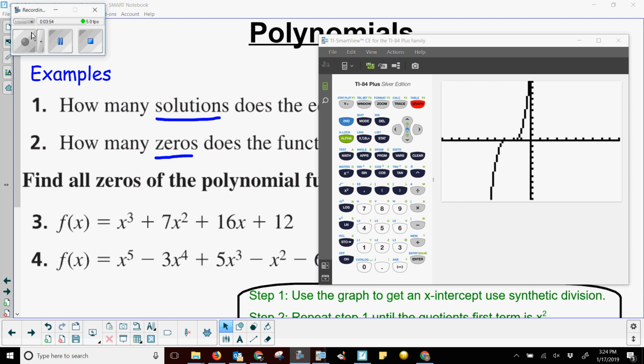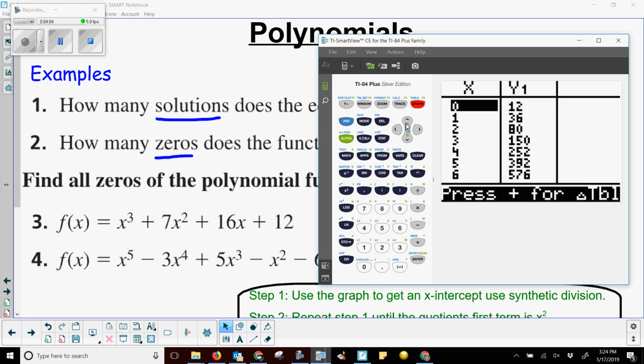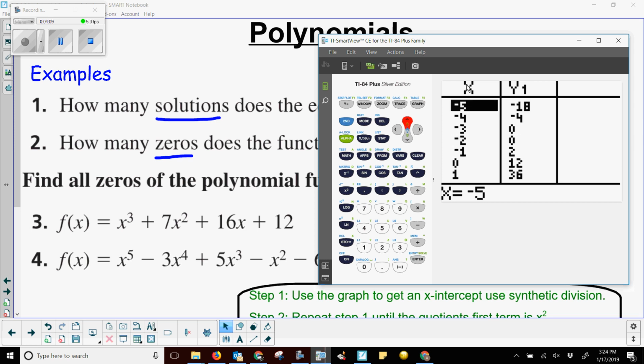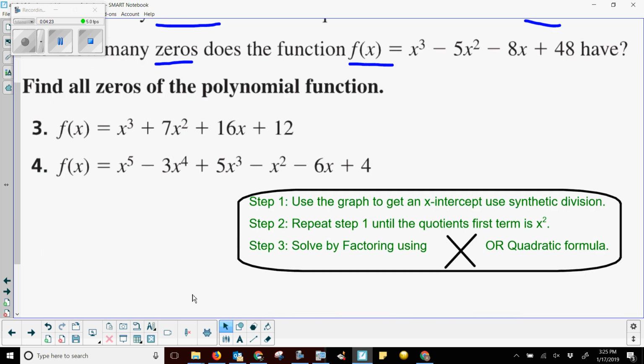Sorry about that. So when we press the graph button once we type it in, especially on these calculators, it's really tough to see what's happening here. So if you hit second and then graph, we go to the table. The table is going to be so much more helpful, because what we are looking for in the table is anywhere where y equals 0. So we actually have 2 of my solutions right here. Well, how do we get the 3rd one? Well, that's what these steps are for down here. Use the graph to find some answers, and then we're going to do some synthetic division. And whatever's left is going to help us find it.